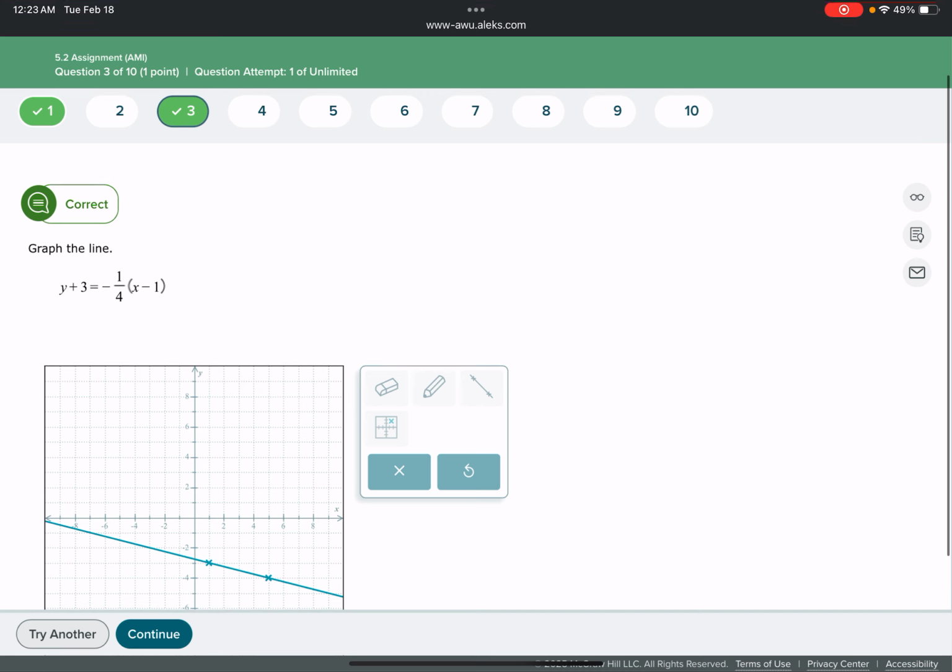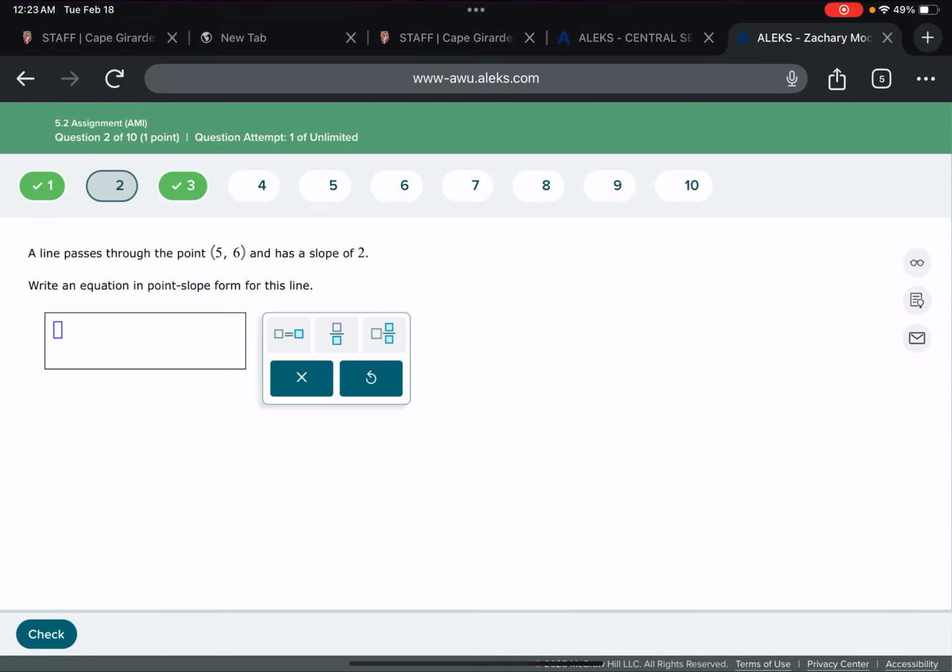So that's 20% of the assignment done. It's not going to take you too long to do those two problems. But let's look at number 2. Number 2 is similar to number 4. So we have a line that passes through the point 5, 6 and has a slope of 2.